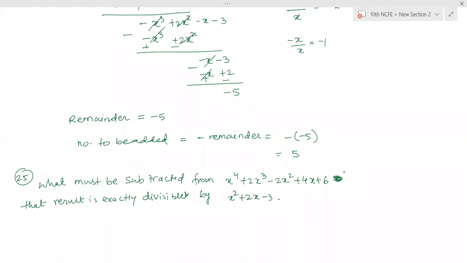Ma'am, should we factorize the divisor? No, not needed. Directly divide it. Do the normal division.